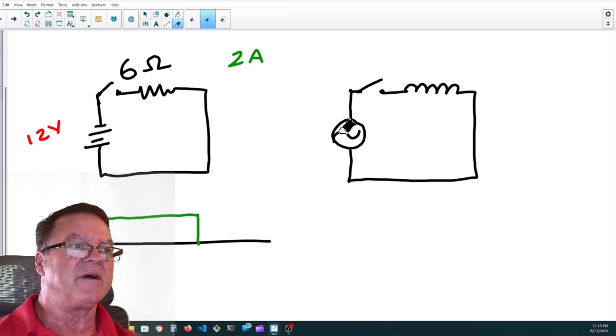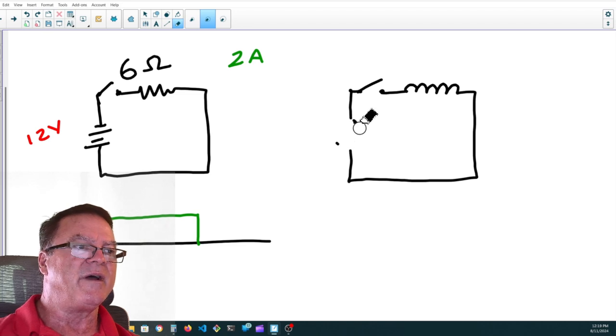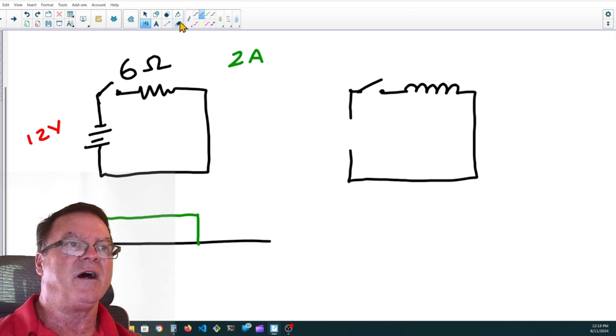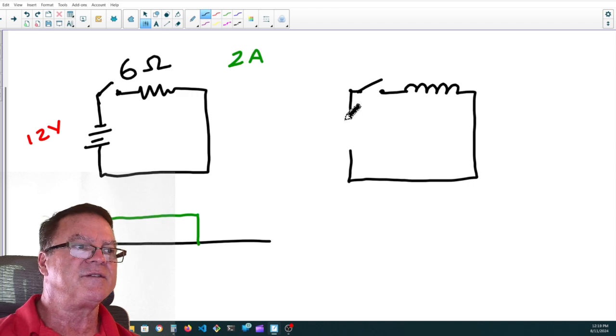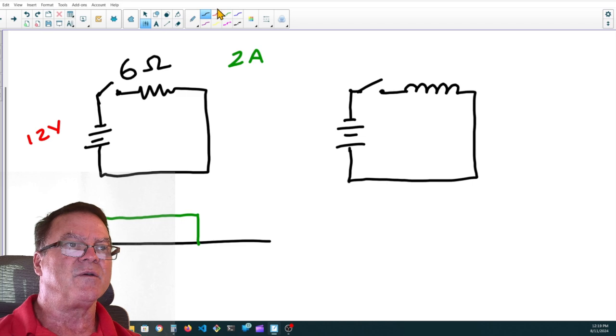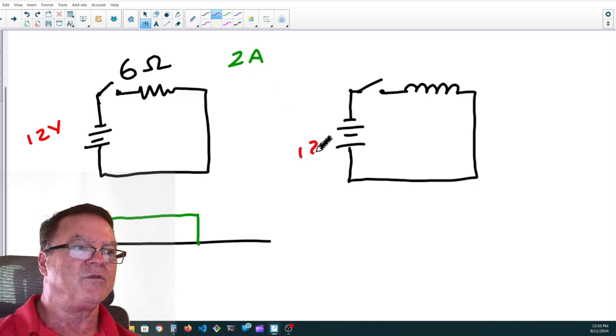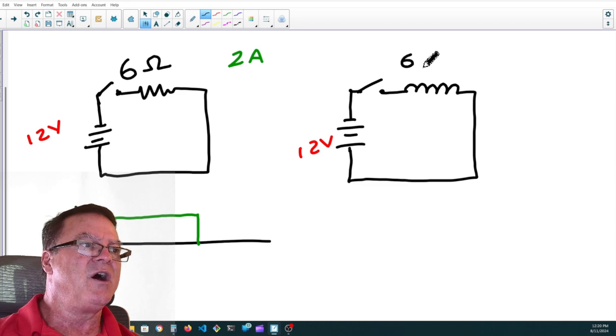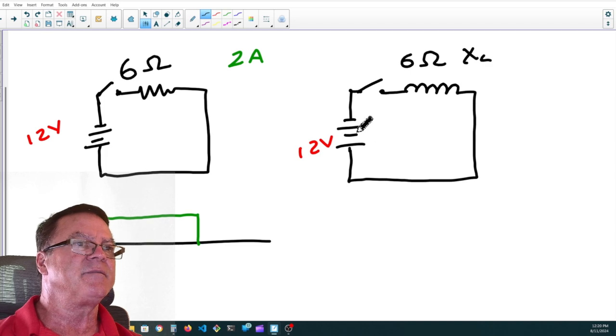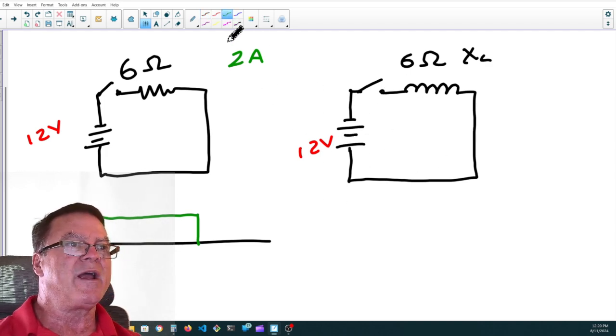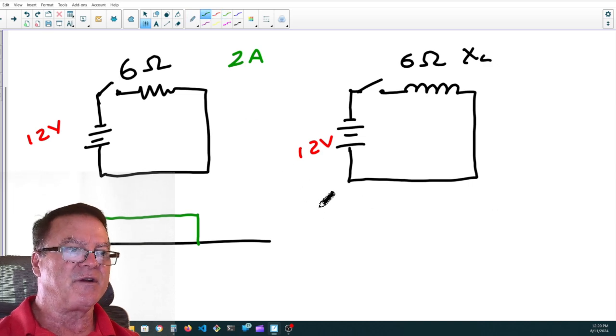Well, I'm ahead of myself. I am going to put a battery. This is the same kind of battery as this circuit, so it's 12 volts. And this inductor has 6 ohms of what we call inductive reactance. So using Ohm's law, when we close the switch, we're going to have 2 amps flowing in that circuit.